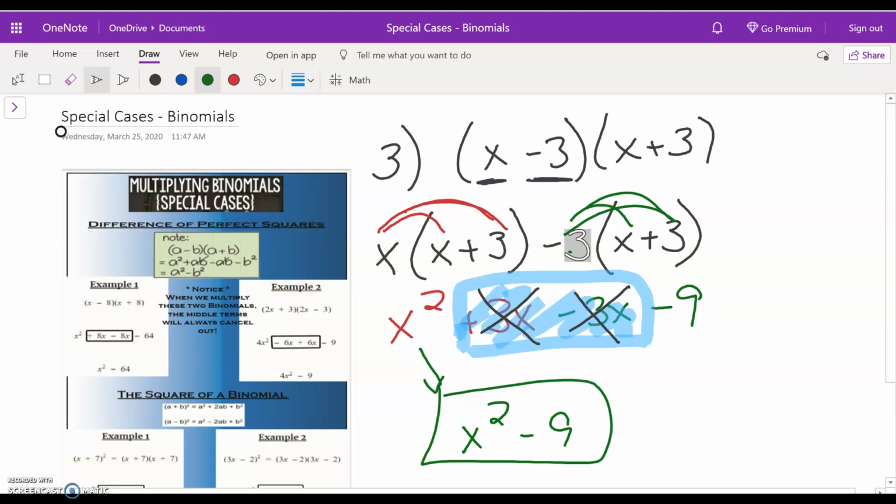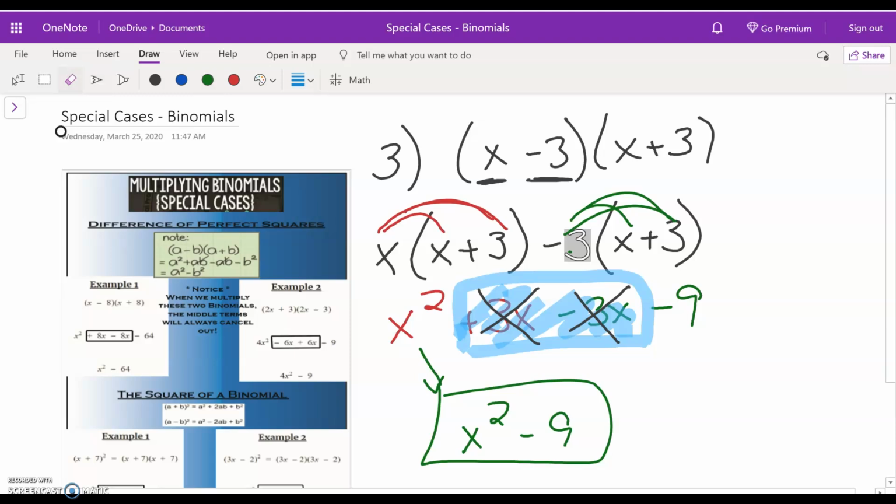Okay. Moving forward, I am going to use the FOIL method or the area method. If you like the double distributive method, you can absolutely use that method. You should notice that all 3 methods actually get you the same answer.